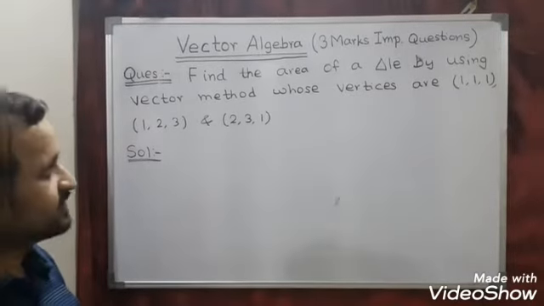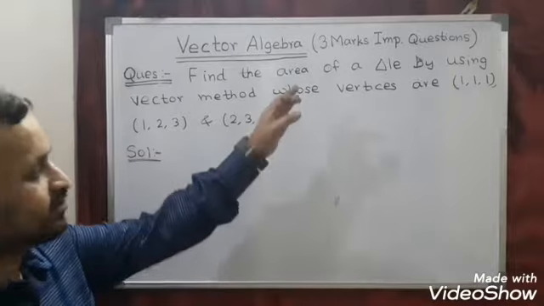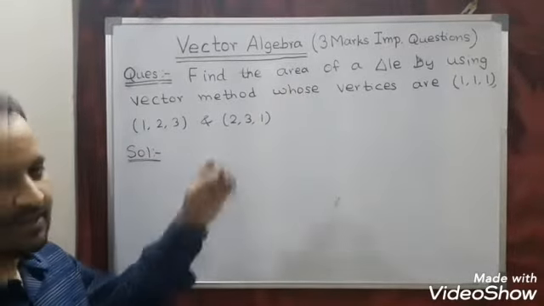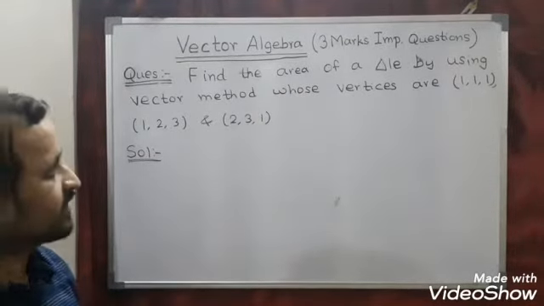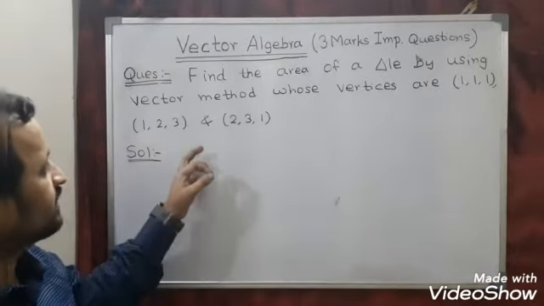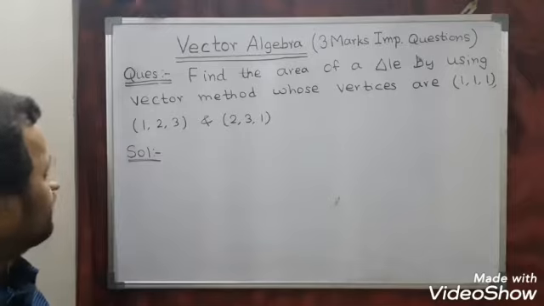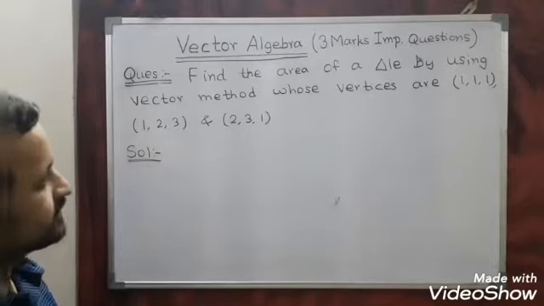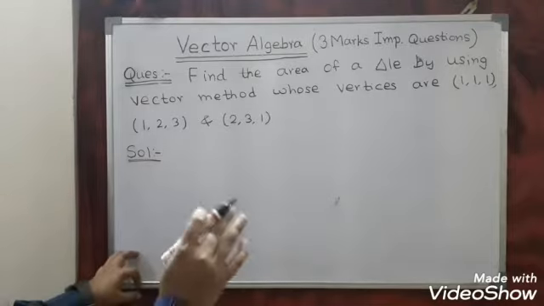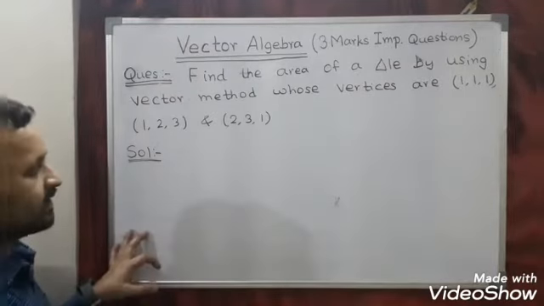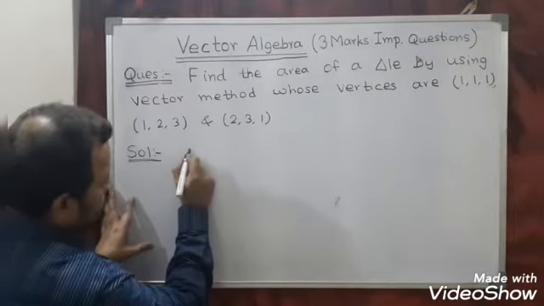Good morning, students. Today we will see a continuation of vector algebra, 3 marks important questions. The first question here is: find the area of a triangle by using the vector method whose vertices are (1, 1, 1), (1, 2, 3) and (2, 3, 1). Let us see the solution.